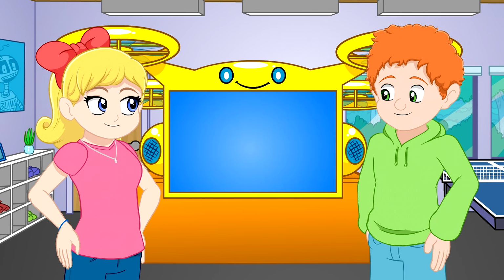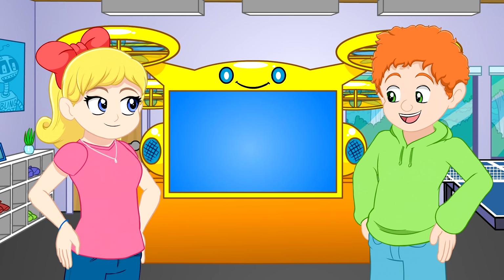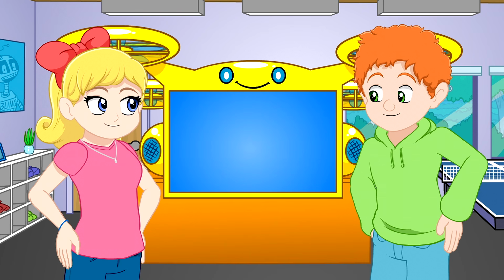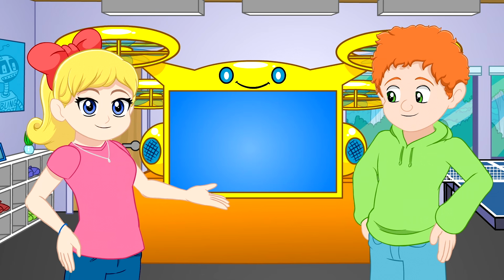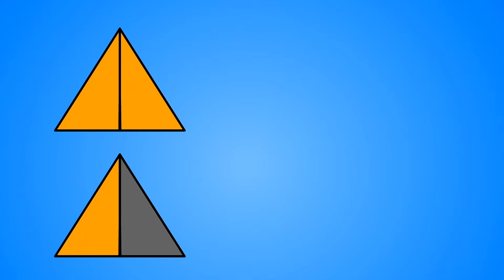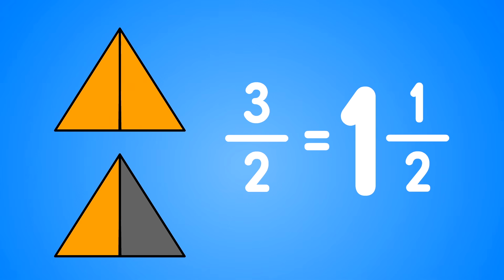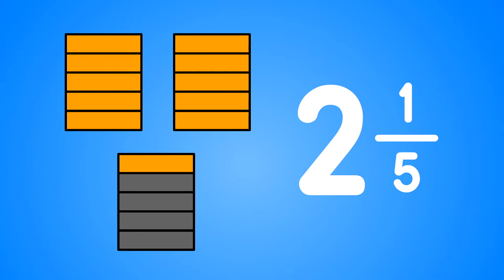Mixed numerals, huh? Maybe you should show us some more of these so I don't get mixed up. Okay, let's look at the improper fractions from the last examples and turn them into mixed numerals. With these two triangles, one is colored in orange and 1/2 of another one is colored in orange. So 3/2 is the same as 1 and 1/2. Fantastic! Let me do this one. 2 whole rectangles and 1/5 of another. So 2 and 1/5 are orange, right? Way to go!